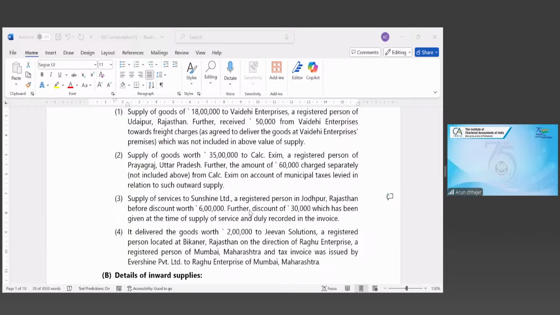The additional condition is linked to the relevant invoices. Do you agree with this?